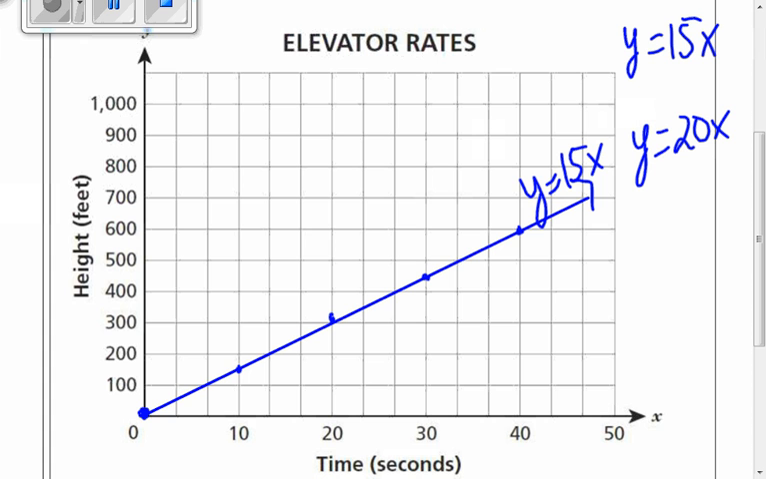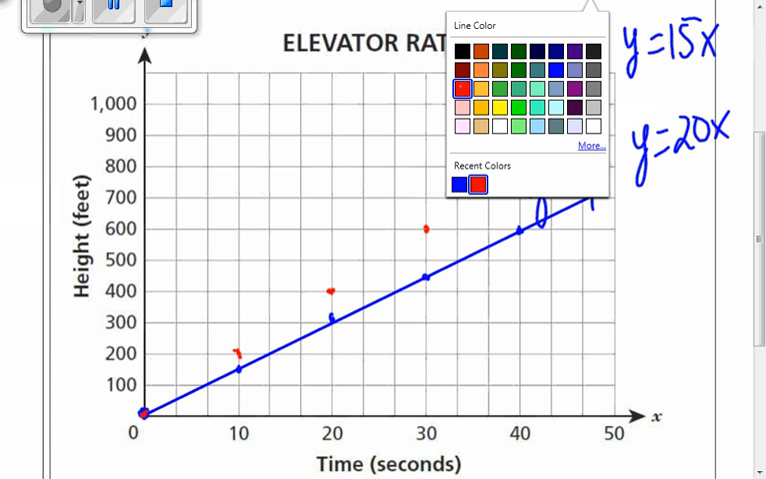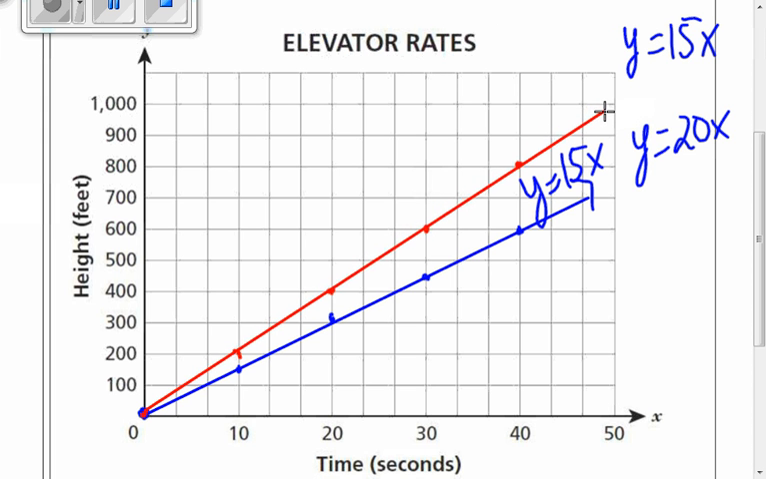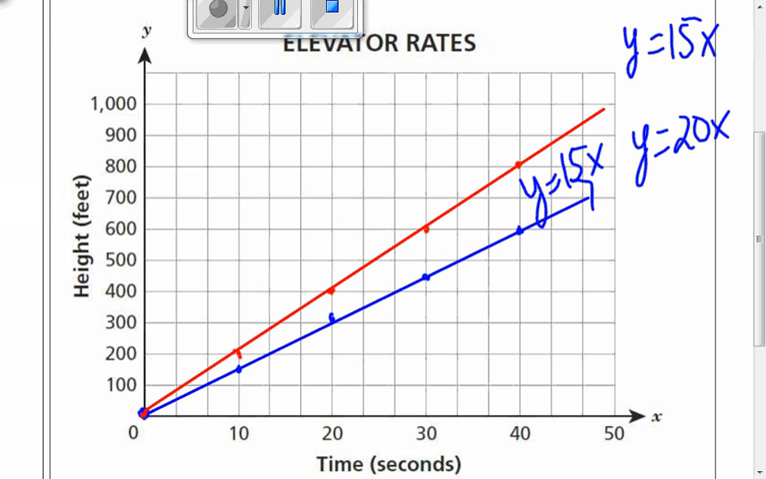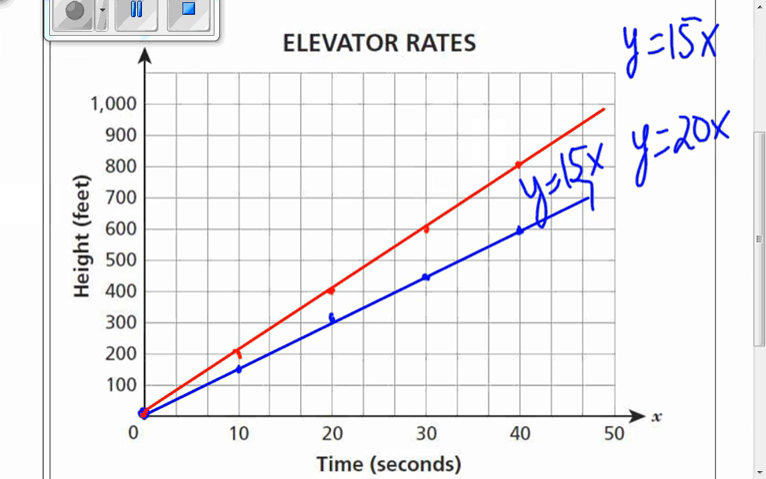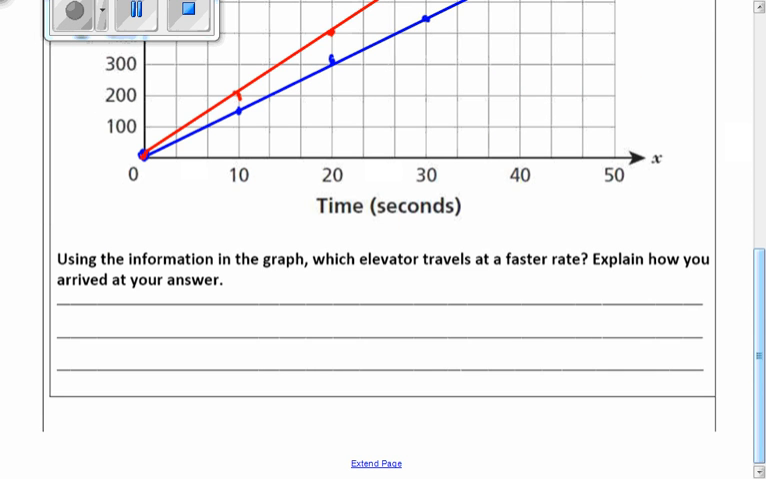The next one starts at 0, 0. At 10, it's at 200. At 20, it's at 400. At 30, it's at 600. At 40, it's at 800. Again, ruler. Connect the dots. Arrow at the end and label y equals 20x. Then it says which one is going at a faster rate. You'll have to explain. I think you can do that as well.